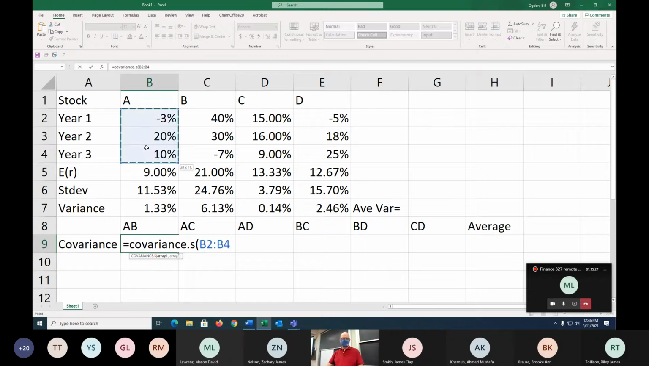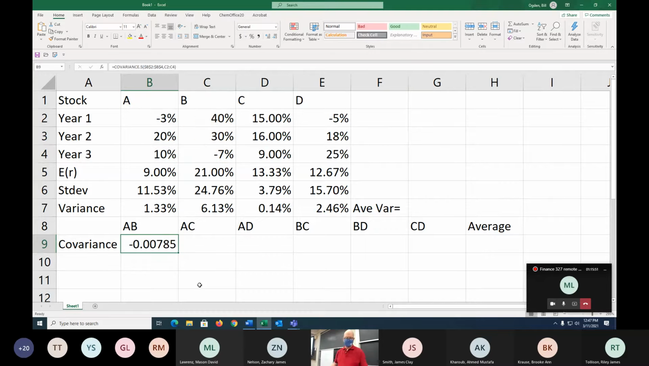So I highlight the range, I highlight the returns for A. And I'm going to lock those. So, F4, function F4 or Command T, depending upon what you're working with. And comma, what other stock are you going to compare this to? Well, I'm going to compare it to B. So I do that. Okay, and then I hit enter. And let's do a percent on that. Okay, now I'll copy that across.